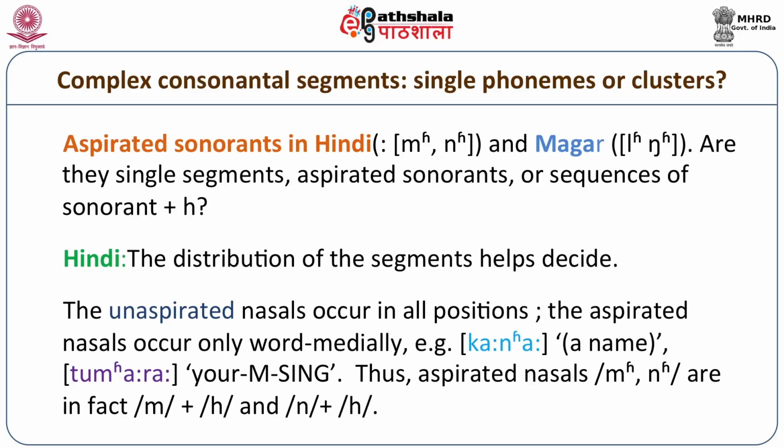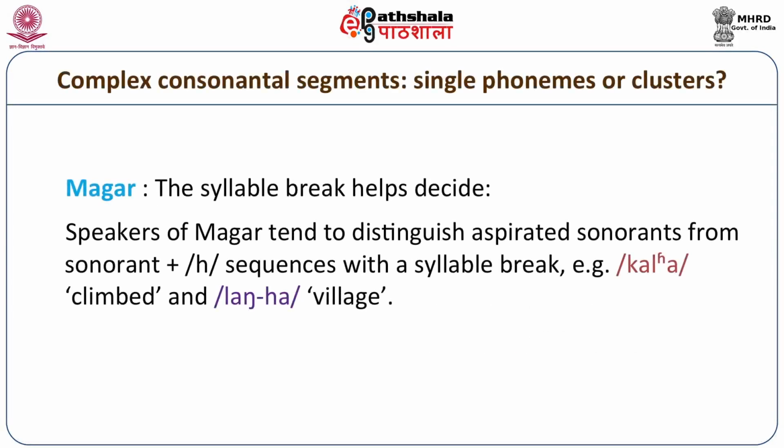Quite clearly then, it can be concluded that the aspirated nasals and aspirated lateral, because of having very restricted distribution, are actually sequences of two consonants, the nasals and the lateral ma, na, lha, and the plus and ha. When the two come together, we have the aspirated nasals and laterals here.